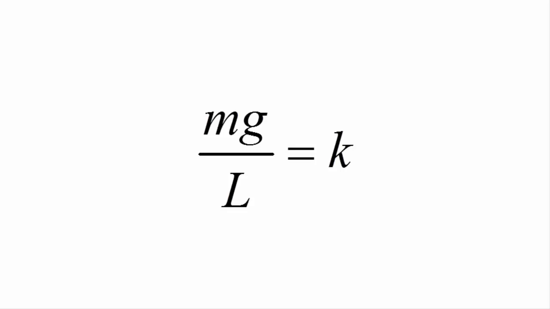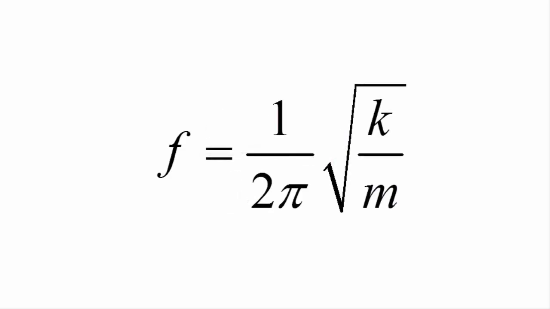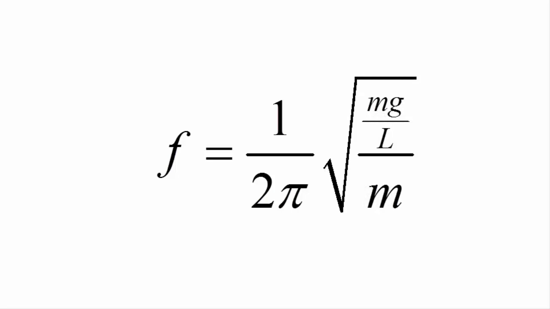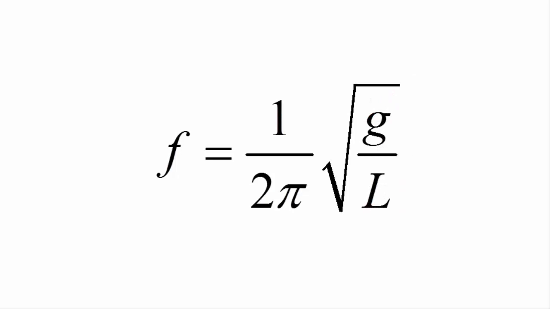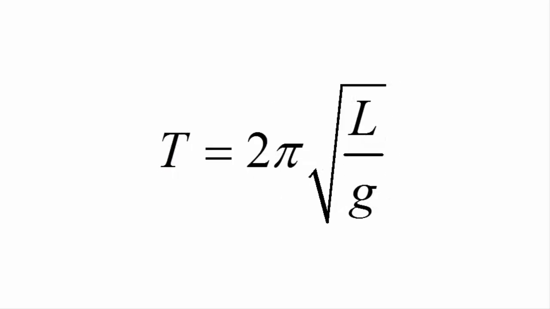From the previous video, we've derived the frequency for a simple harmonic oscillator to be 1 over 2 pi times the square root of the spring constant divided by the mass. If we now substitute the spring constant for a pendulum into this equation, we get the following. The masses cancel out, leaving just gravity divided by the length under the square root. So the frequency of oscillation for a pendulum is proportional to the square root of the acceleration due to gravity and inversely proportional to the square root of its length. And of course, the frequency is equal to the inverse of the period of oscillation. So the period must be equal to 2 pi times the square root of the length divided by the acceleration due to gravity.